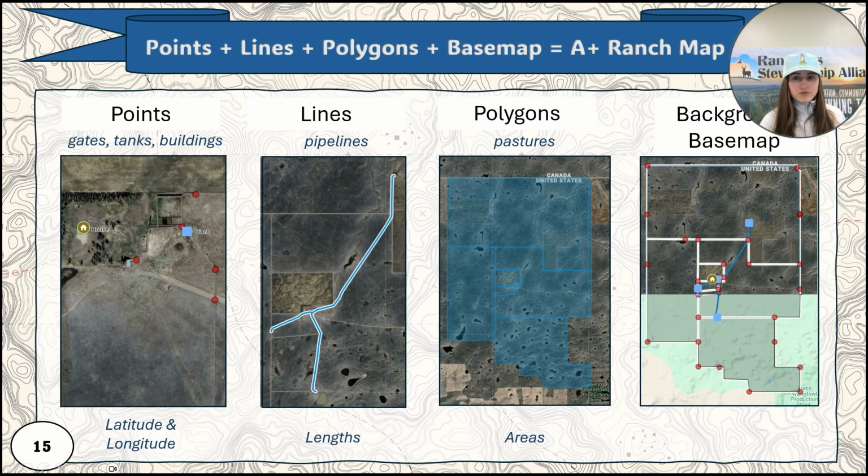And then our final one are polygons. And polygons are great for representing areas such as allotments and pastures. Polygons can tell you the area of a feature and help you answer questions like how many acres is in an allotment or in a pasture, or what is the total acreage of the operation that I run on.